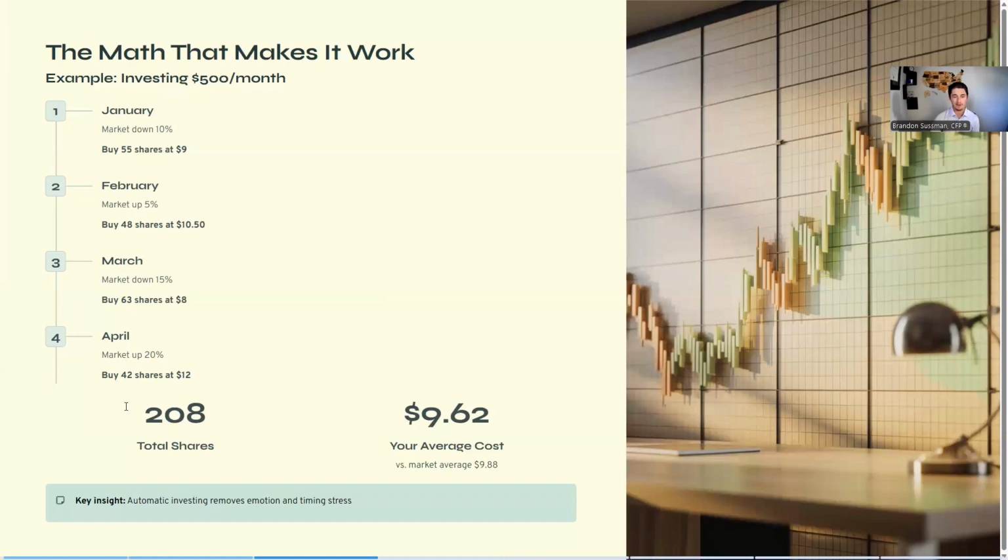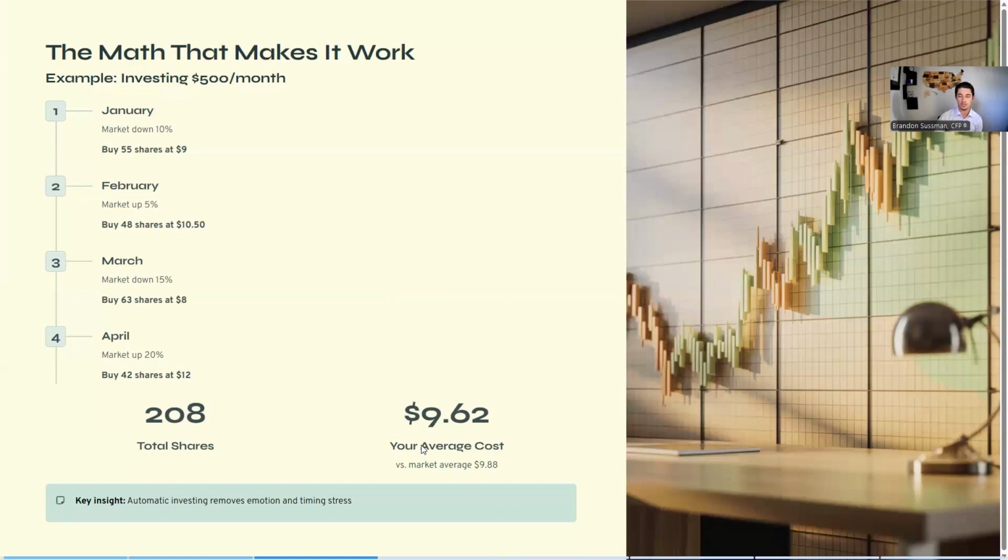So if we look after this, you have 208 shares in total that you bought, and the average cost that you paid for those shares was $9.62. You basically just multiply: $9 times the 55, $10.50 times the 48, to figure out the total cost for all of them, which would bring you to, if you're doing your math right, $2,000 total for that 4-month period, and then divide it by the amount of shares that you bought during that time frame. And that's going to get you to that 9.62.